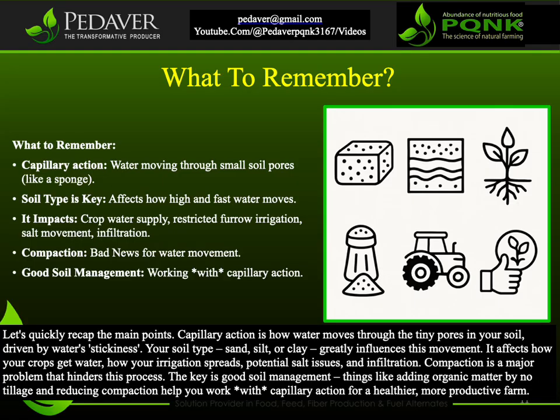Let's quickly recap the main points. Capillary action is how water moves through the tiny pores in your soil, driven by water's stickiness. Your soil type, sand, silt, or clay, greatly influences this movement. It affects how your crops get water, how your irrigation spreads, potential salt issues, and infiltration. Compaction is a major problem that hinders this process. The key is good soil management. Things like adding organic matter, no-tillage and reducing compaction help you work with capillary action for a healthier, more productive farm.